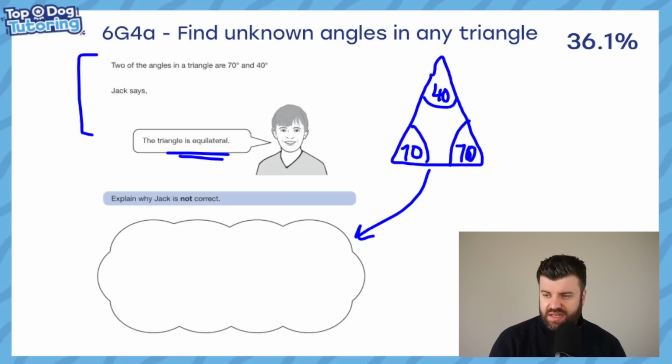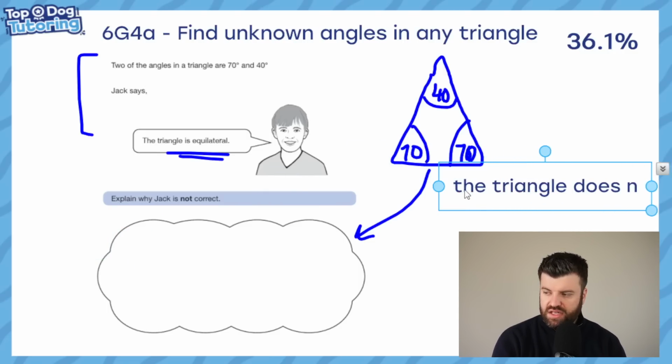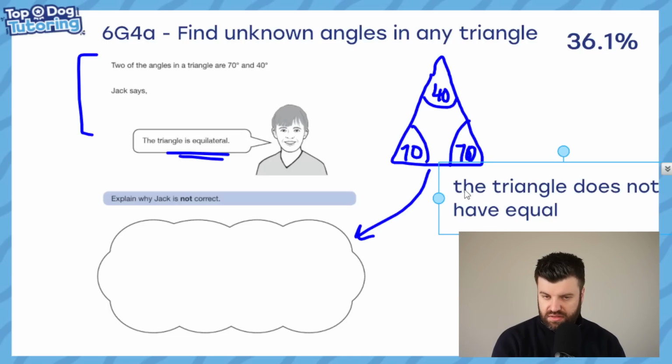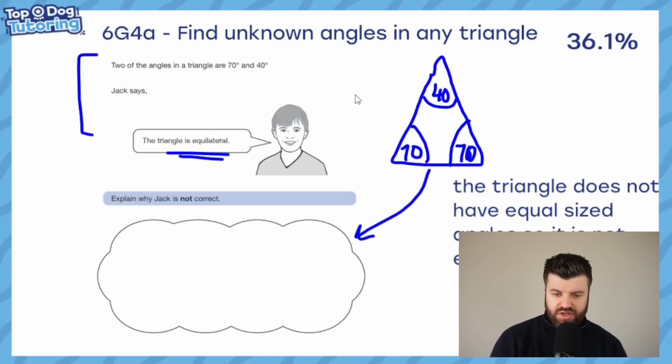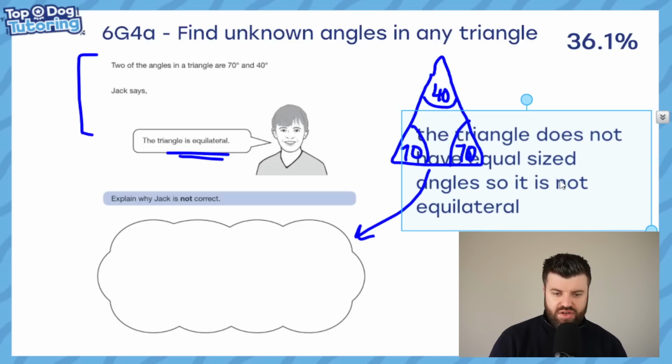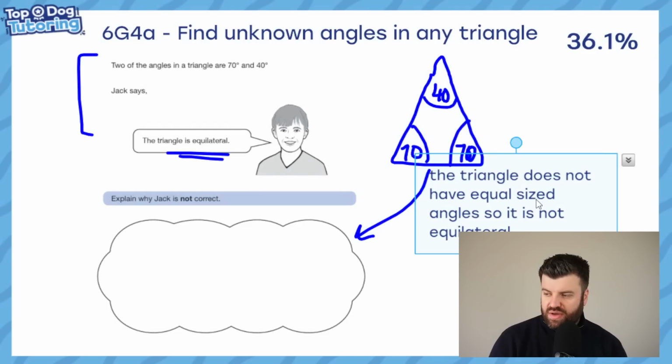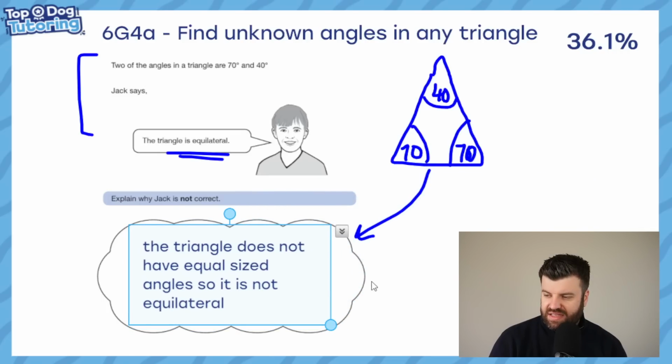And the explanation is going to be something along the lines of, let me just get my font ready here. Let's drag this up. And I'm going to say something along the lines of, let's do it over here. The triangle does not have equal sized angles, so it is not equilateral. Okay, so that's my explanation. It's gone behind me. I'm going to move it up. The triangle does not have equal sized angles, so it is not an equilateral triangle. It is as simple as that. I'm going to bring this to the front so it can fit nicely into my explanation box.